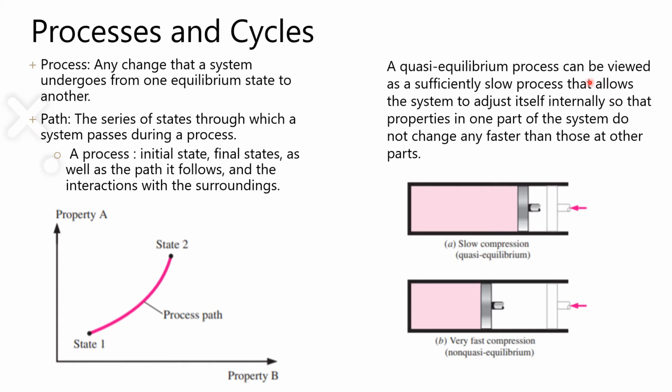Now, let's talk about a quasi-static or a quasi-equilibrium process. And this can be viewed as a sufficiently slow process that allows the system to adjust itself internally so that properties in one part of the system do not change any faster than those at other parts. And these are illustrated in the figure.